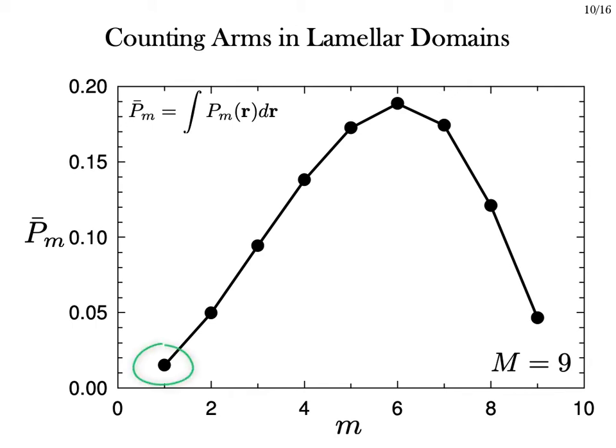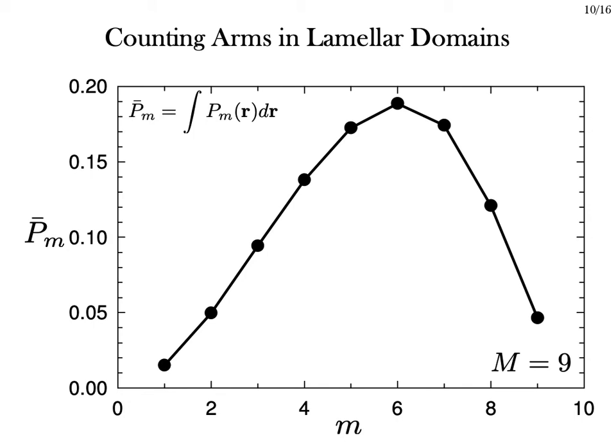The low value at m equals 1 shows that you're unlikely to pick an arm that's attached to a molecule with only one arm attached to the first cell. It's also unlikely to pick an arm attached to a molecule with all 9 arms attached to the first cell. The peak at m equals 6 shows that if you were to pick an arm at random, it's most likely to be attached to a molecule with 6 arms attached to the first cell.